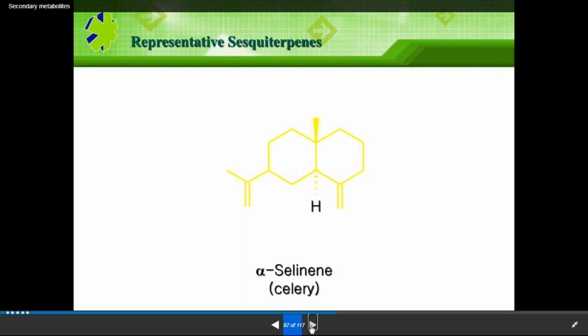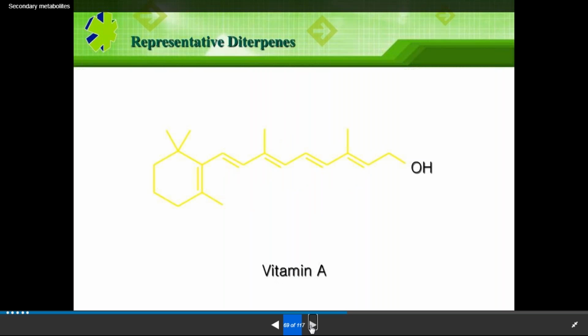3 units. Good, Bhagya. So one example here is alpha selinene. This is present in celery. Okay. So how many C5 units can you see here? 3. The pink one is 1 C5 unit, the blue one is 1 C5 unit, and the green one is 1 C5 unit. All the yellow ones are the bonds added to it.